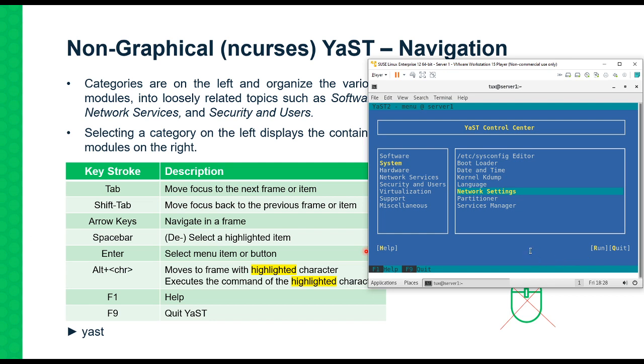the YaST control panel. Other options quickly just before we carry on with the network settings is the F1 key for help and F9 key to quit YaST.